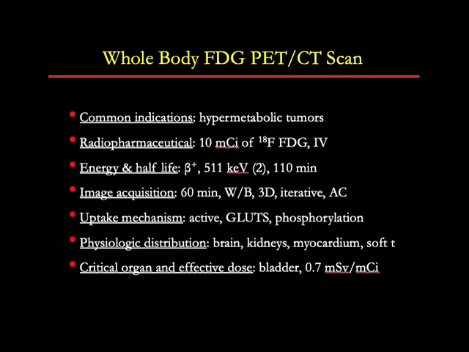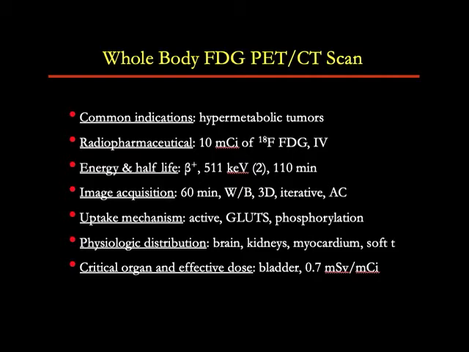proteins. Inside the cell, it's phosphorylated to FDG6 phosphate, and this gets stuck inside the cell because it cannot be metabolized any further. Cancer cells have upregulation of glucose transporter proteins and also the enzymes that convert FDG to FDG6 phosphate, because of which increased amount of F18 FDG6 phosphate gets accumulated inside the cancer cells, and that's how we are able to detect them on imaging.